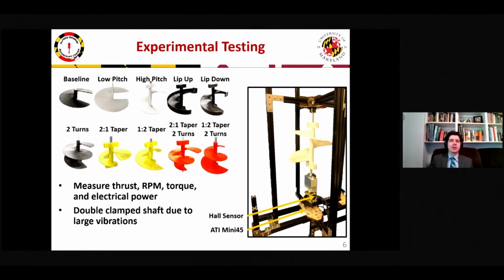This test stand underwent a few iterations and ultimately clamps the shafts at both ends due to the large vibrations that we saw during testing that broke some of the plastic rotor shafts. And it was through this testing that we can hope to know if an aerial screw can truly generate lift. And I'll go through some of the results for each parametric change.